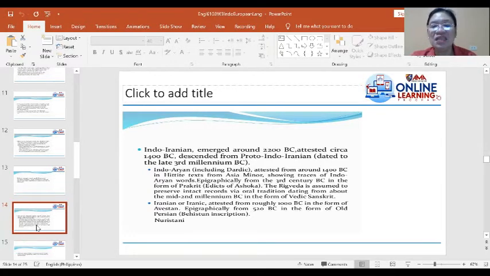Okay. Now, Indo-Aryan is attested from around 1400 BC in Hittite texts from Asia Minor, showing traces of Indo-Aryan words. So epigraphically, from the 3rd century BC in the form of Prakrit. The Rig Veda is assumed to preserve intact records via oral tradition dating from about the mid-2nd millennium BC in the form of Vedic Sanskrit.